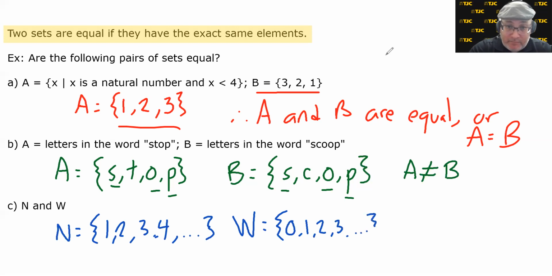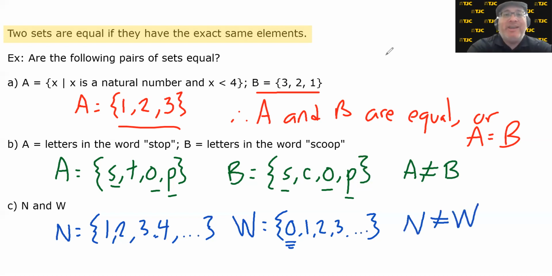Dot, dot, dot. Are these equal? Almost. They have almost the exact same elements, but there's one exception. Who's the one element that makes the sets not equal? 0. 0 belongs to W, but it doesn't belong to N. Therefore, the natural numbers are not equal to the whole numbers.